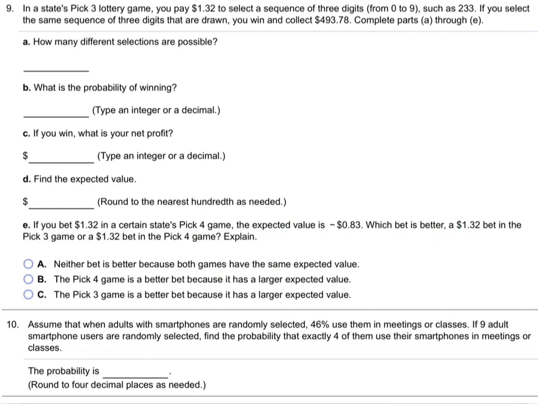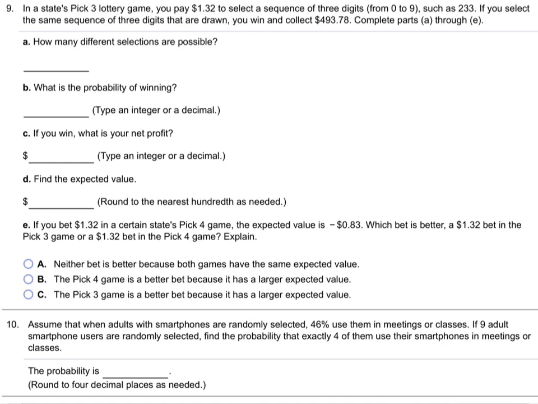Okay, so what number is this one? Number 9. In the States, pick 3 lottery game. You pay $1.32 to play. 3 digits. Select the state with... All right. How many different selection processes are there?